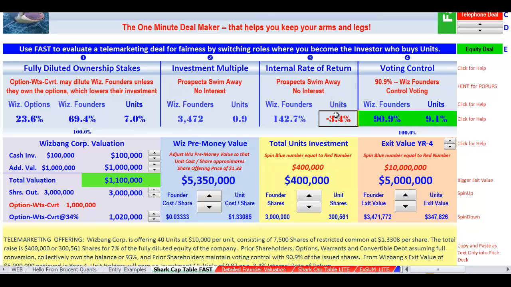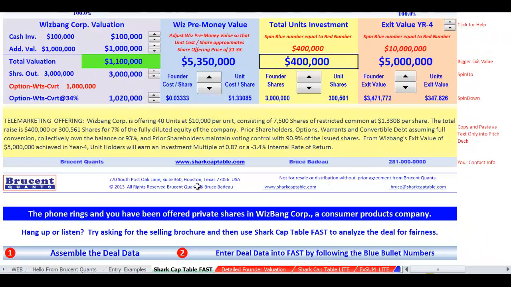Well, there you are. You have a negative internal rate of return. You haven't even returned your money. You've spent a whole bunch of money, and there it is. So it sure doesn't look like a very good deal. There's not enough in it for the investors.